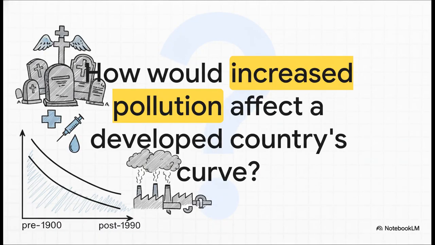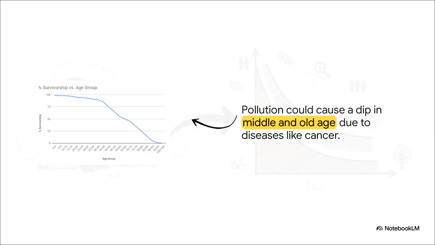But what about the flip side? Let's imagine a negative scenario. What if environmental problems get worse in a developed country and lead to more diseases caused by pollution? How would that change our nice, flat curve? Well, you probably wouldn't see that big drop at the beginning. Infant healthcare is still really strong.